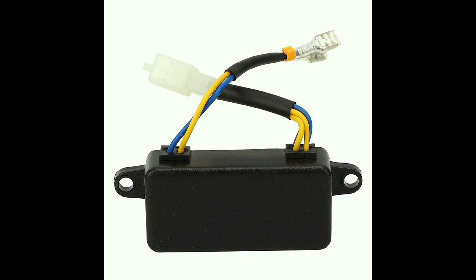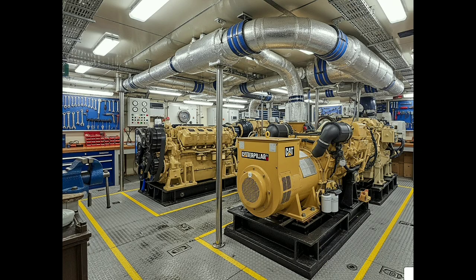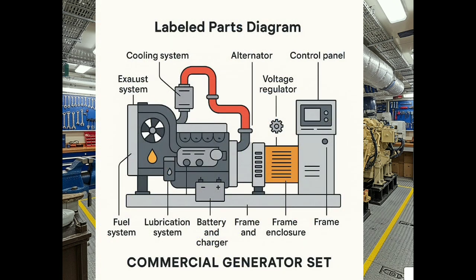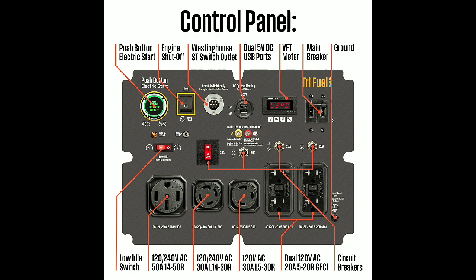Number 3. Voltage regulator. This controls the voltage to make sure the electricity is stable and safe. Number 4. Cooling and exhaust system. These prevent the generator from overheating and remove waste gases. Number 5. Control panel. This allows the user to start, stop, and monitor the generator.